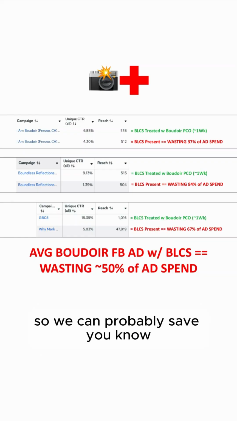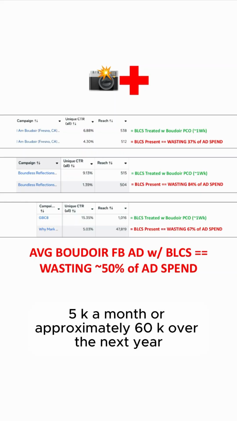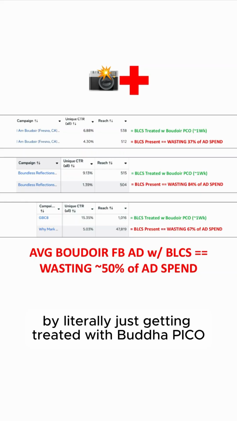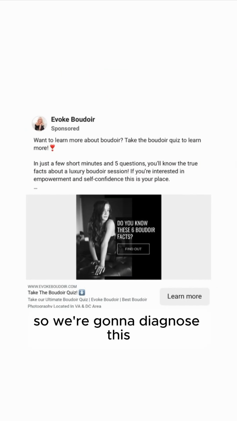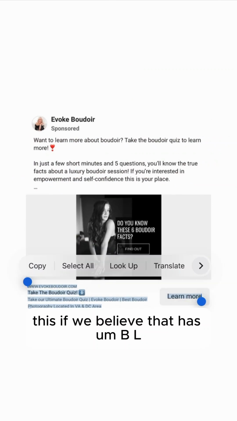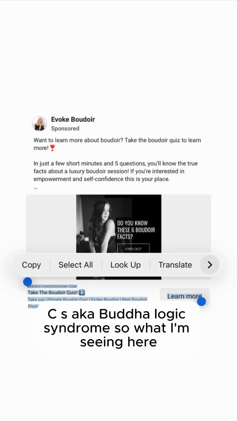So we can probably save 5K a month, or approximately 60K over the next year, by literally just getting this fixed. So we're gonna diagnose this, see if we believe it has BLCS, aka Boudoir low click syndrome.